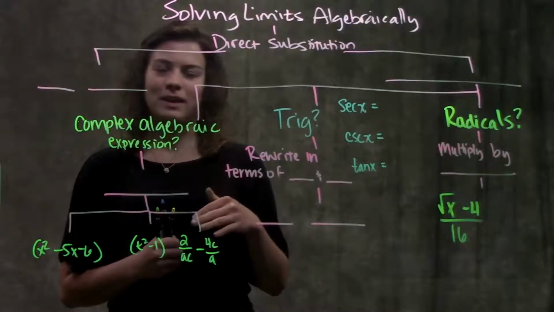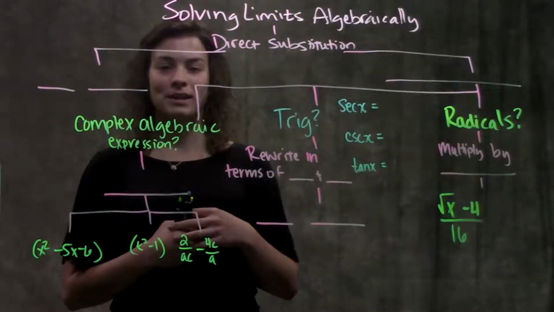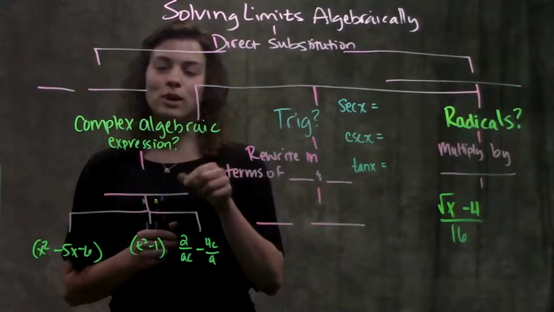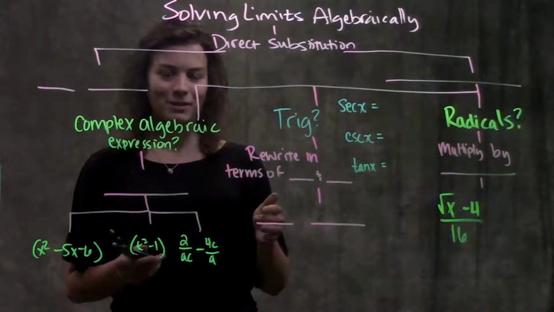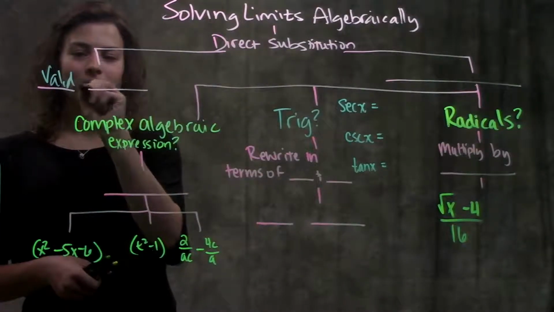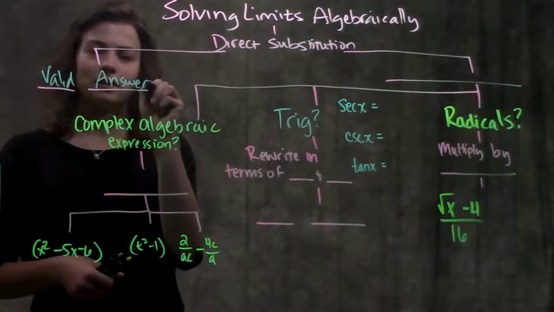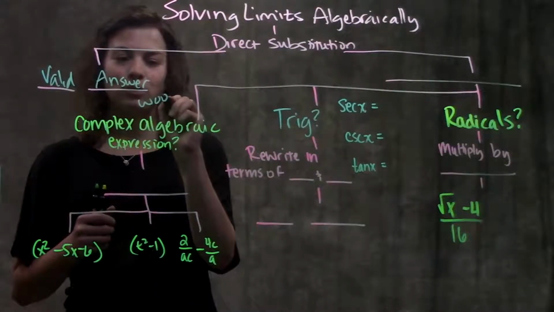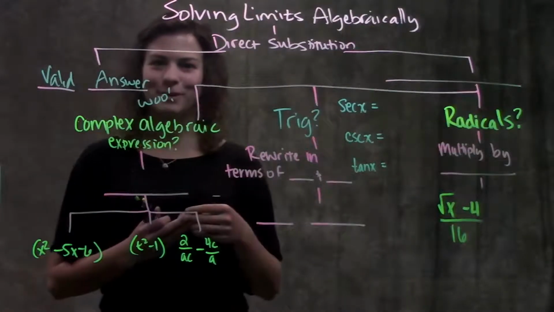Solving limits algebraically. Our first step is to always try direct substitution. That means we take our point of interest, plug it into our function, see what happens. One thing that could happen is that we get a valid answer. We get a number, that's our limit. If that happens, woohoo, you're done. That's the end of the road for you.